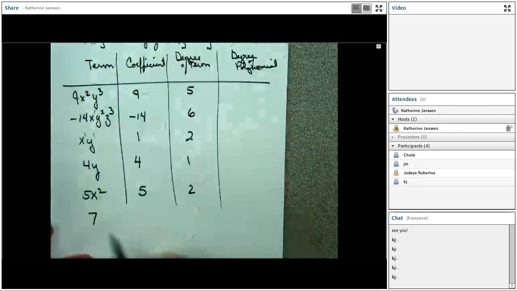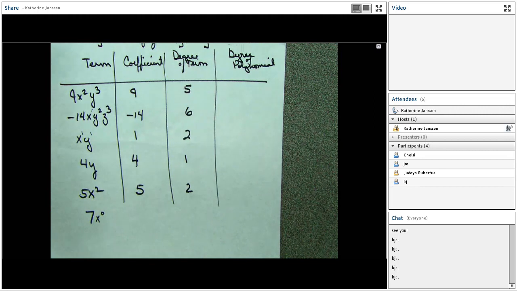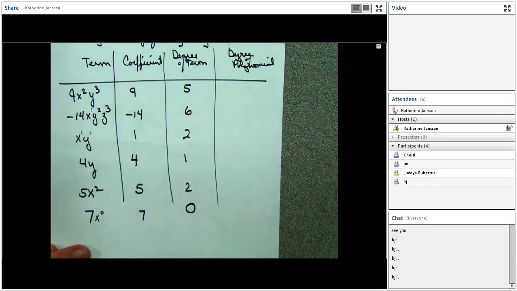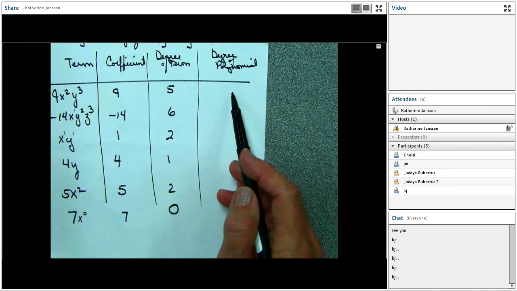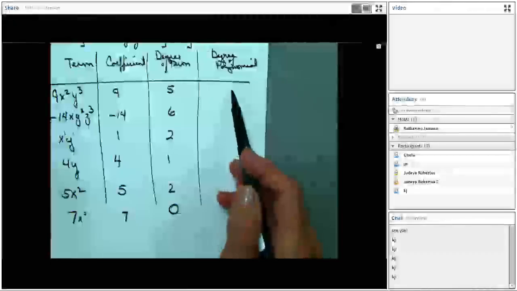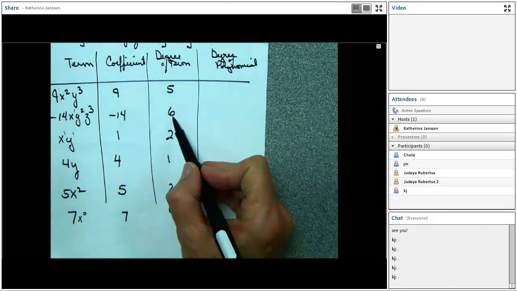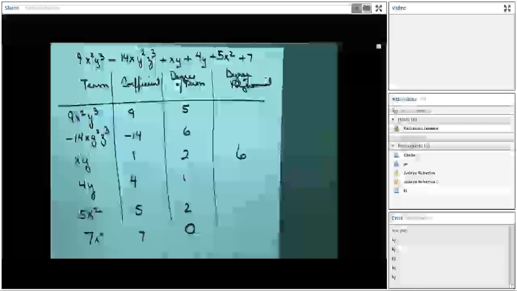And our last term is our constant 7, which is actually 7x to the 0 power. x to the 0 power is equal to 1 by definition. The coefficient is 7, and the degree of the term is 0 for our constant term. And then we can calculate the degree of this polynomial as the degree of the highest degree term. So the degree of the highest degree term is 6. So the degree of the polynomial is 6.